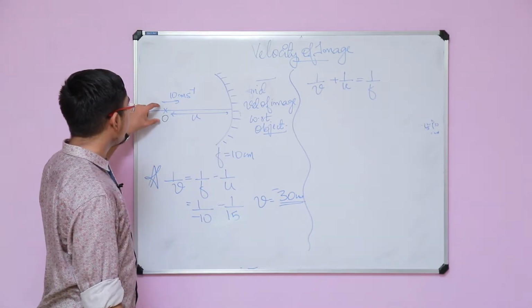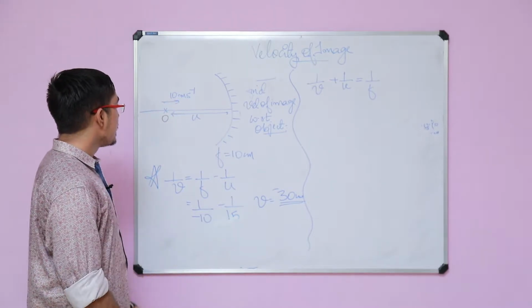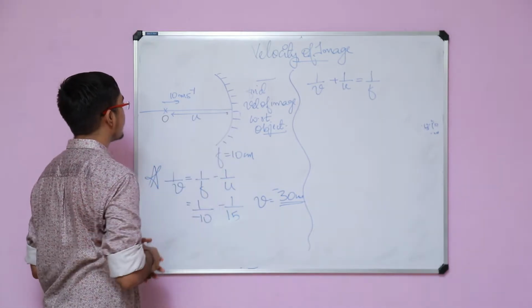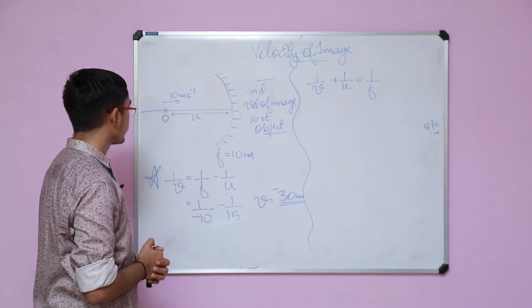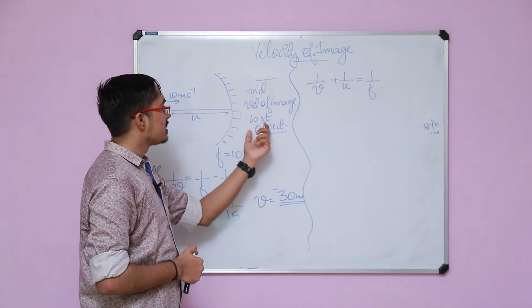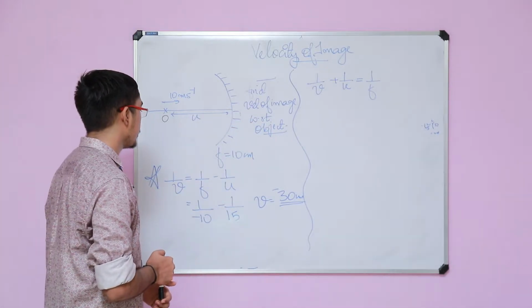So, as it is clearly given in this question, 10 meter per second is the speed of the object, and the distance at this instant from the pole of the mirror is actually u. Now, we have to find out the velocity of image with respect to object, right? We need to find out the velocity of image with respect to object.